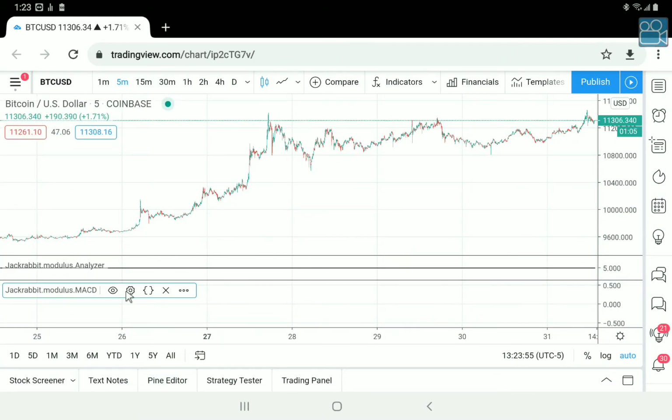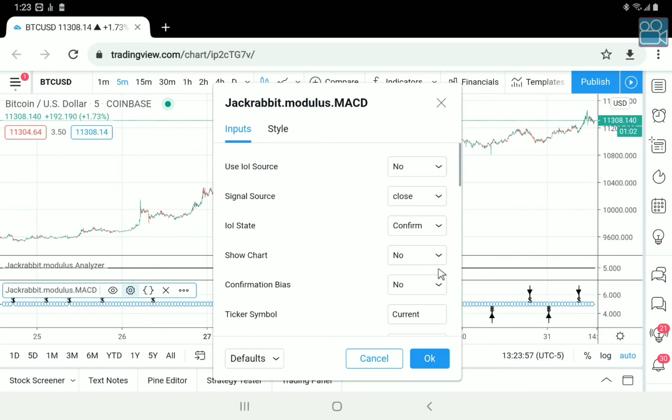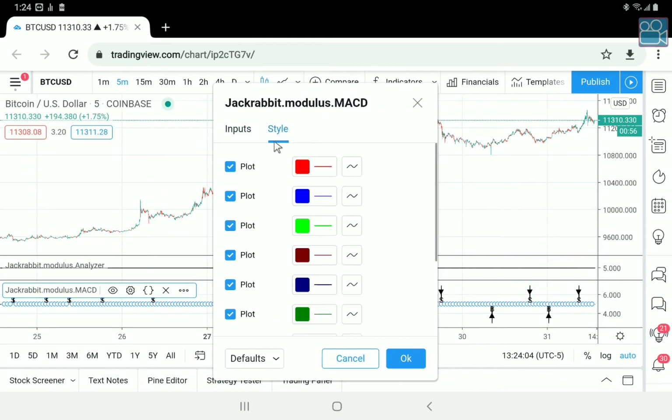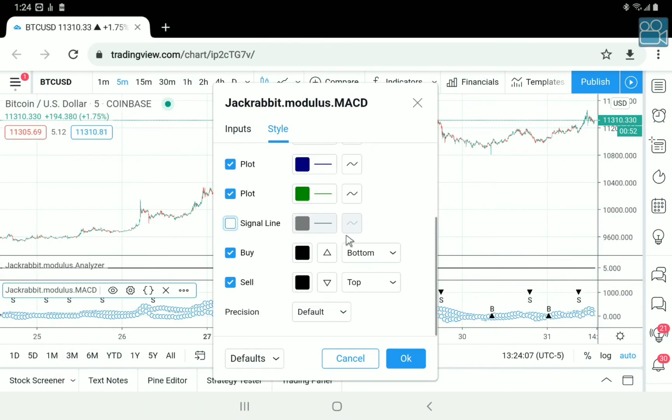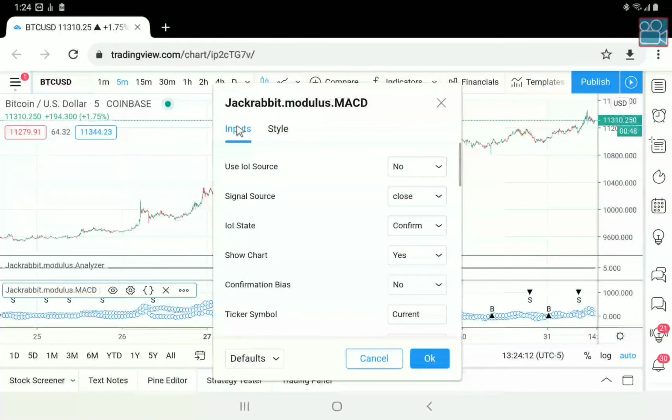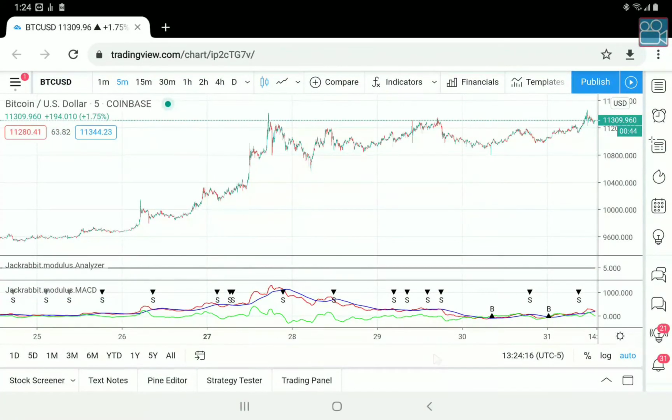Let's start with displaying the chart and turning off the signal line. Very basic, very simple. I'm not even going to make any changes to MACD at all. No changes. So now let's bring up the strategy tester.